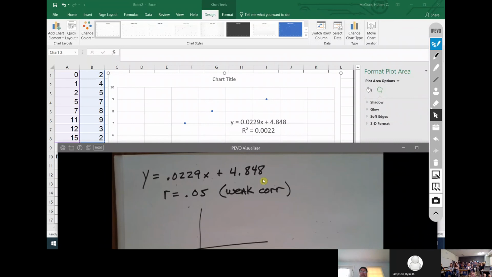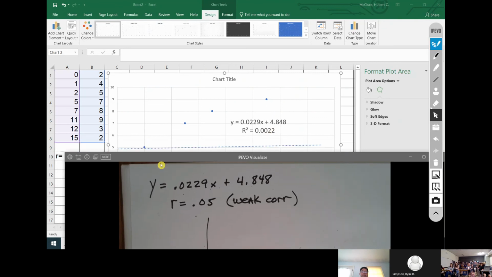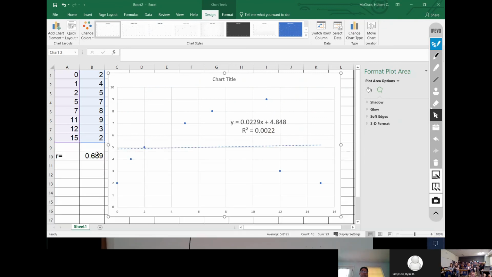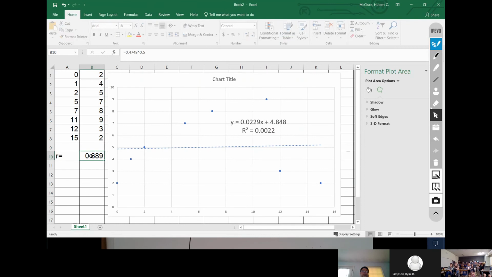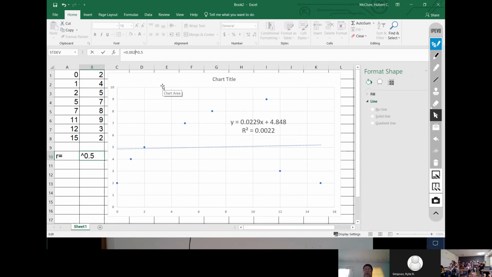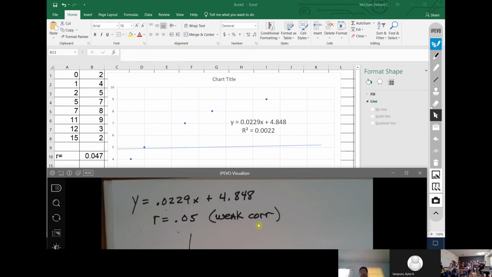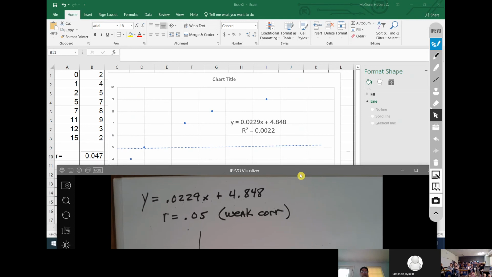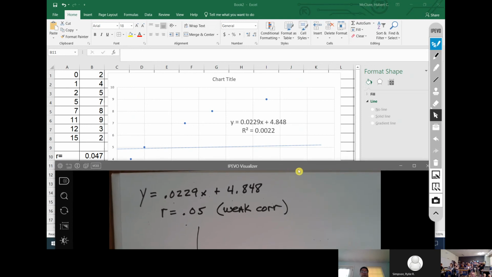0.0229x plus 4.848. And you take the square root of 0.0022. Well, let's do that. 0.05. And I think that's what we got. Yep. Question on scatter plot or correlation?